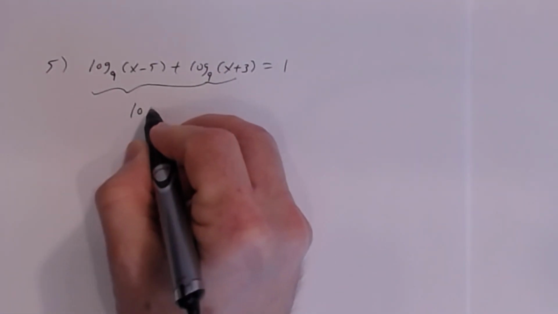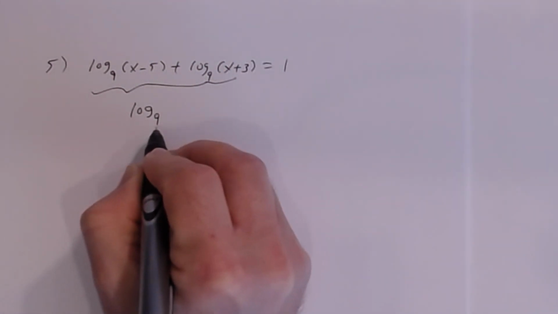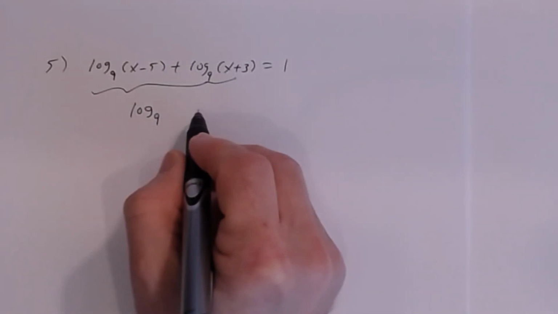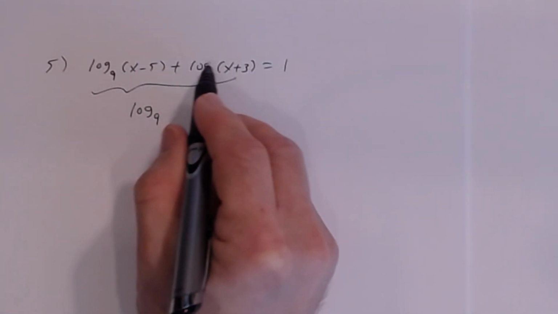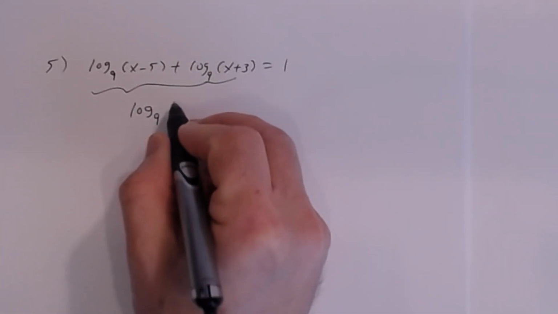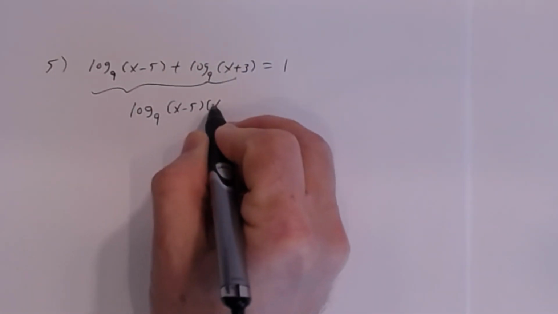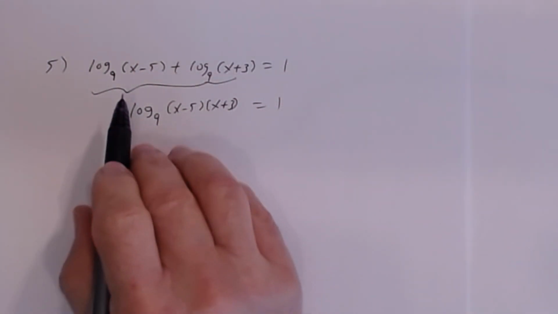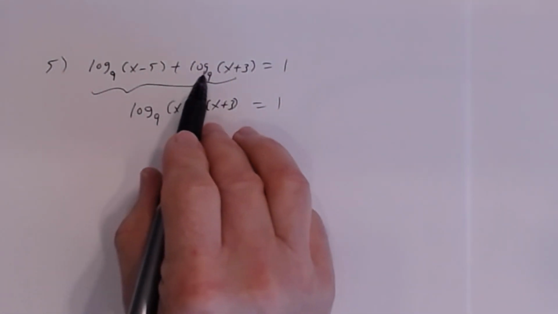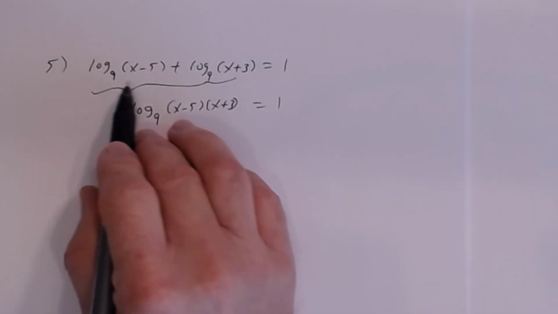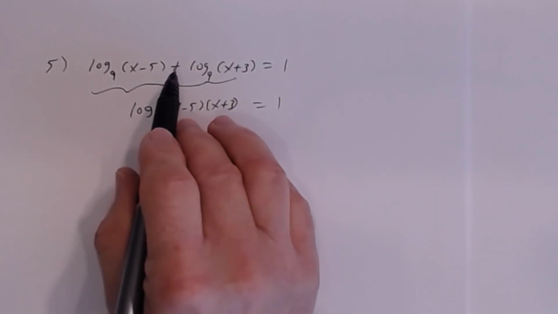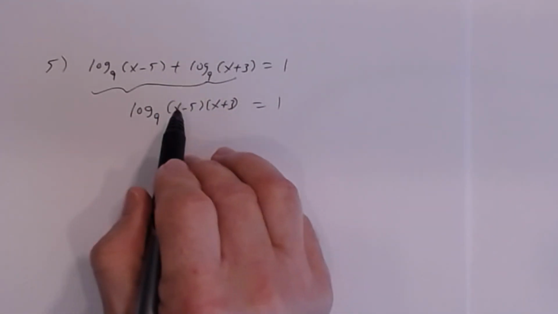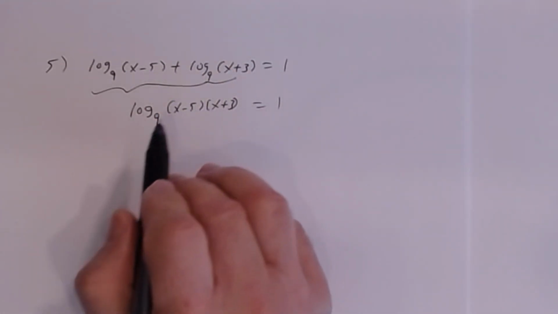So it'll be the log base 9 of the product. Addition becomes product. So you're going to multiply the arguments together. So it'll be x minus 5 times x plus 3, and all that's equal to 1. So the first thing you're going to do is change the sum of 2 logs, as long as the bases are the same, to a single logarithm, but the argument here is a product now.